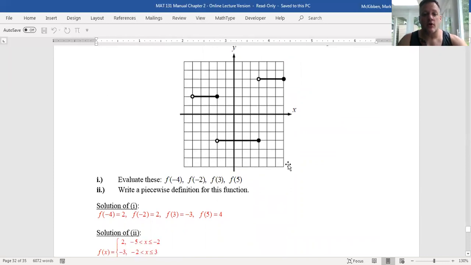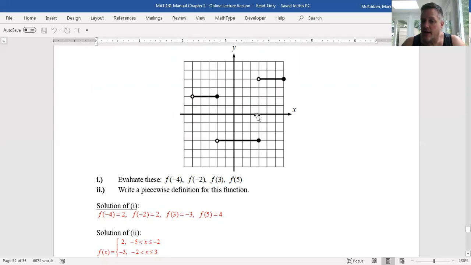All right, so for the first part, f of negative 4, each of these units is equal to 1, right? So negative 4, 2, 3, 4 is here. The functional value at negative 4 is the y value of the point that corresponds to that, namely 2. That's how I'm getting 2 here. Same way f of minus 2 is here. I don't use this guy. You're going to go to where the closed hole is, namely up here to get the functional value. That's 2 as well.